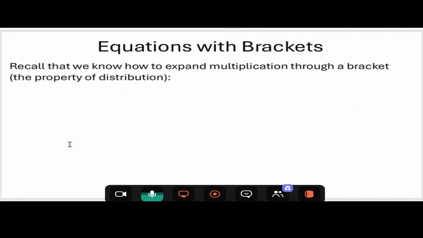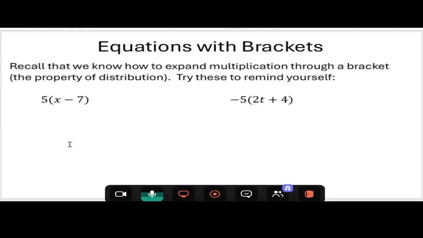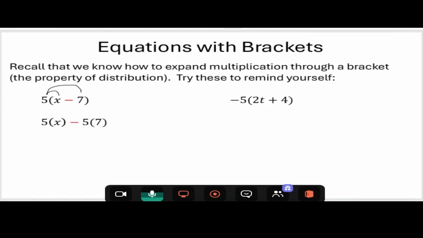Now, a quick reminder, because we have talked about brackets already in our little lessons here, the distributive property. So notice that these are not equations yet. I'm just reminding us how to expand brackets. There's no equal signs there. So we know that that 5 that's multiplied out front has to multiply into the bracket. And what happens there is that red minus sign is going to stay there. And on either side of it, we're going to multiply 5 times x and 5 times 7, like so.